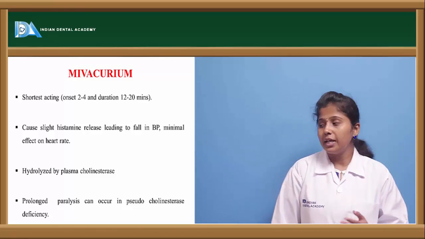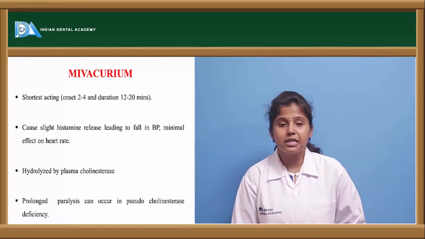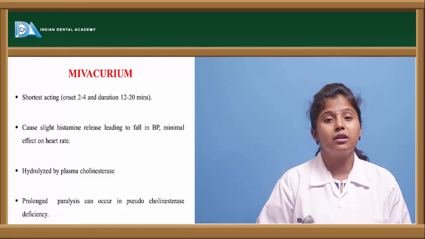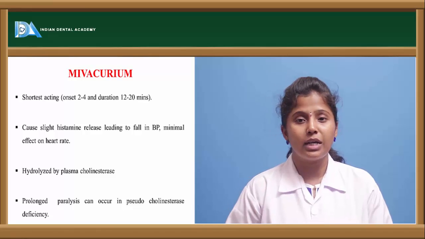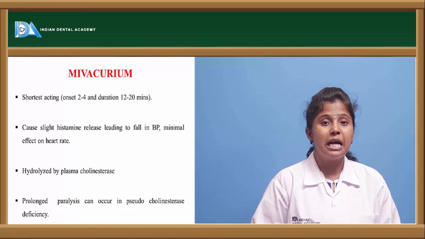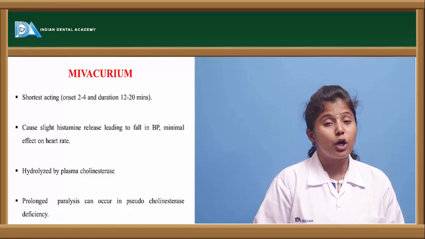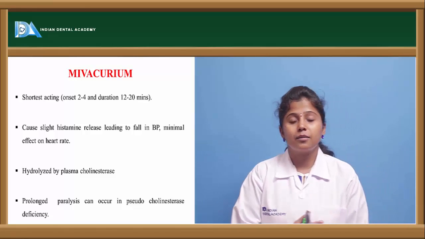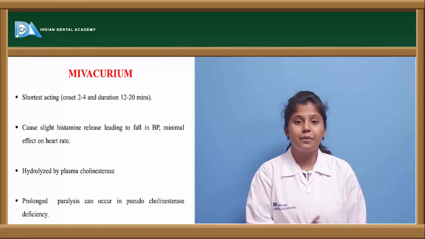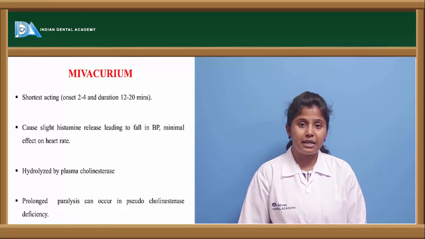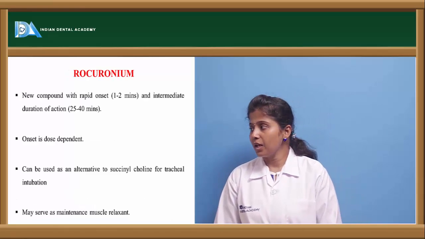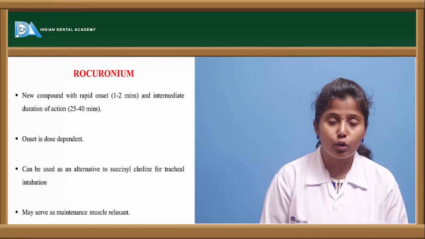But here it causes prolonged paralysis in pseudocholinesterase deficiency. So if the enzyme called pseudocholinesterase is not present, or in the deficiency of this enzyme, the mivacurium action is prolonged, and thereby it may lead to paralysis of the skeletal muscle. The other drug is rocuronium.